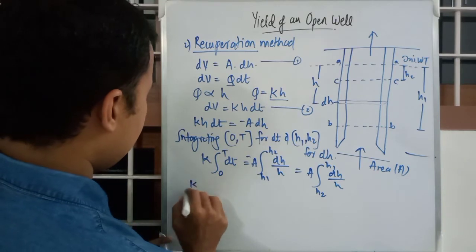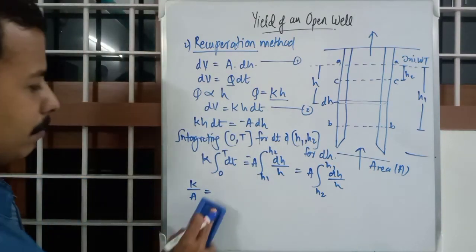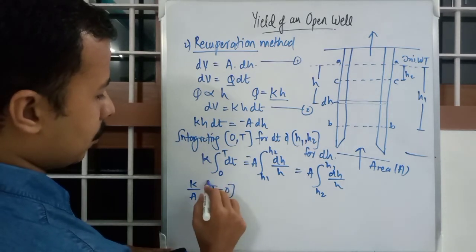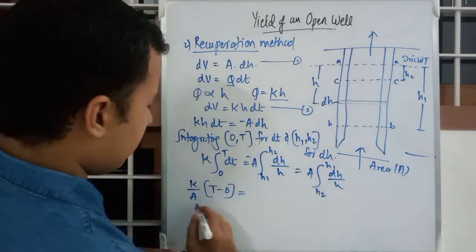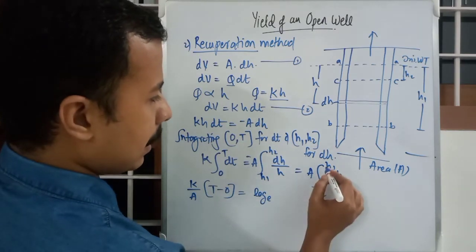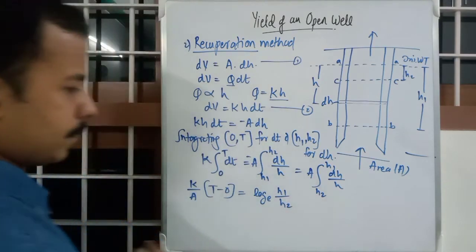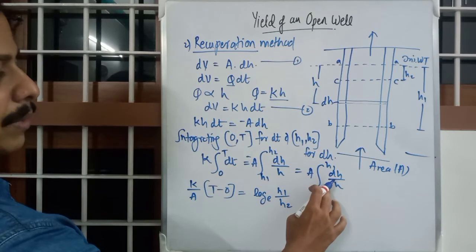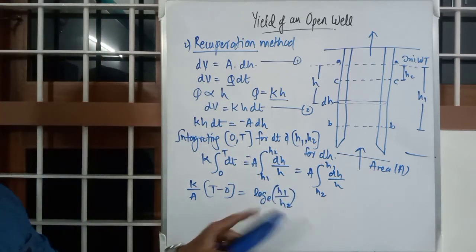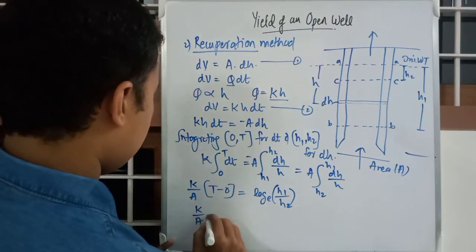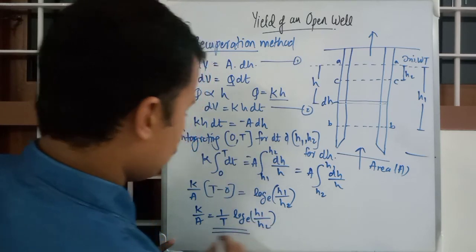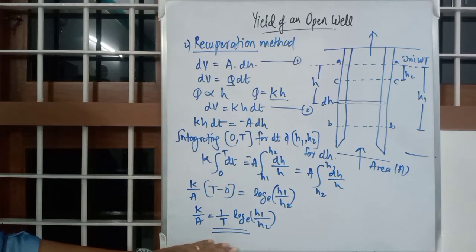So K by A is equal to, what is the integration of dt? T. So T minus 0 is equal to, with A taken as a denominator, the integral of dH by H, and 1 by H integrates to log to the base e. Clear? Log to the base e within the limits H2 to H1, so it is H1 by H2. So K by A is equal to 1 by T log to the base e, H1 by H2. This is the final equation, sort of.